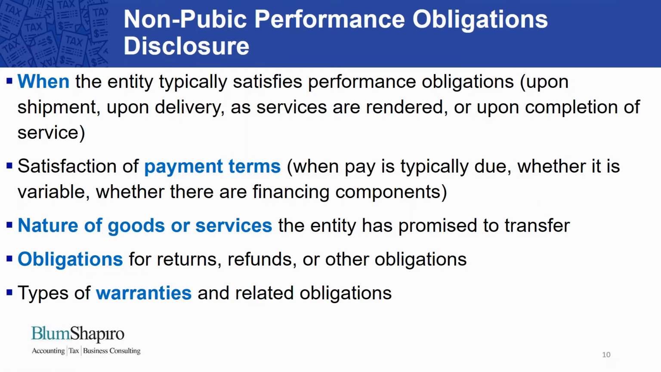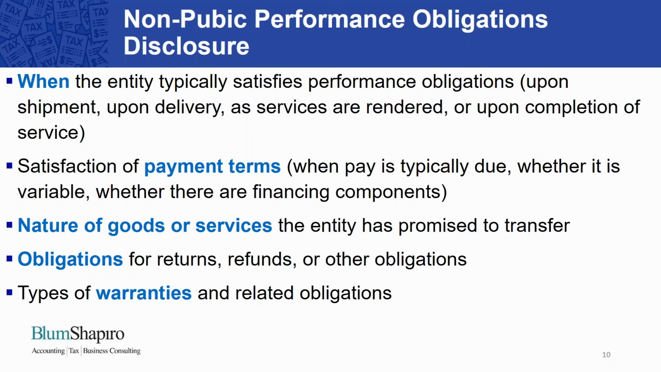The final required disclosure for private companies relates to performance obligations. Under the standard, a private company is required to disclose when the performance obligation is satisfied. Is it upon shipment? Is it upon delivery? Is it as the service is rendered, or is it upon completion of the service? Next is payment terms. When is the payment typically due? Is it variable? Is it a fixed payment? Is there a financing component with regards to the payment terms associated with the performance obligation?